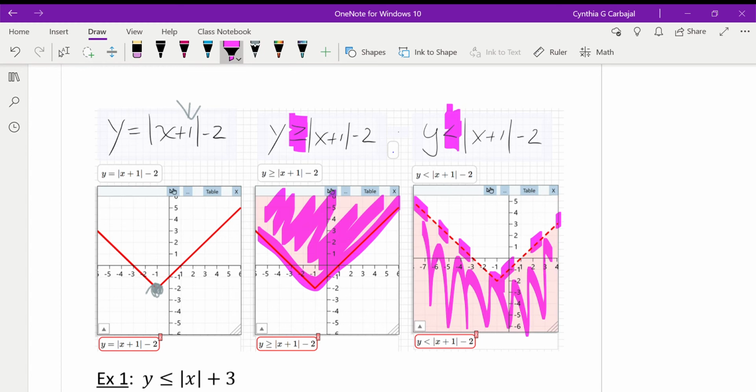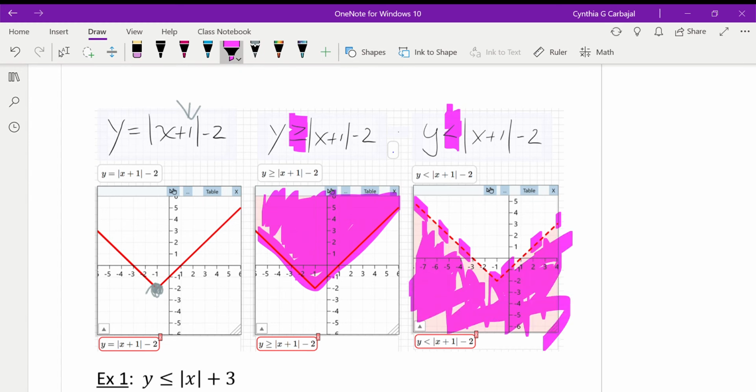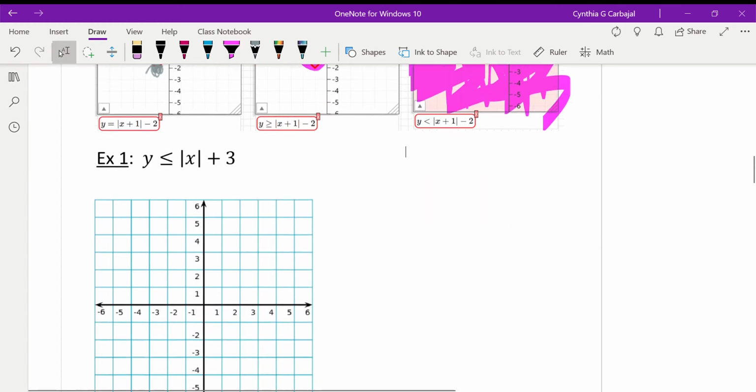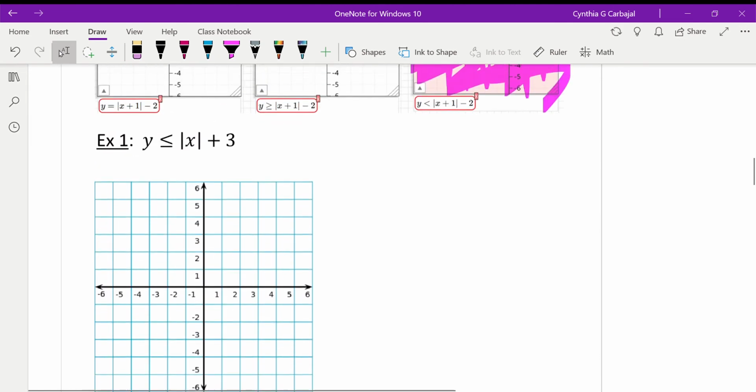But in this middle one, any point on the line would make it true, and any point inside the shaded area would make it true. Same thing over here, any point in the shaded area would make it true or would be a solution. Alright, so let's do a couple examples.